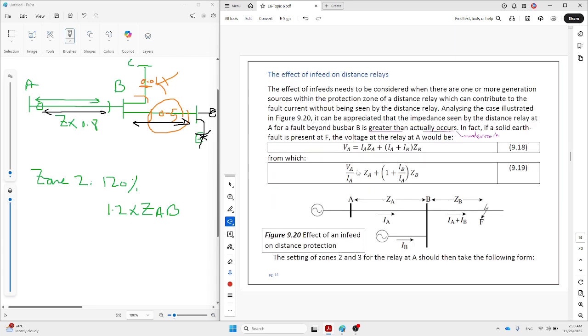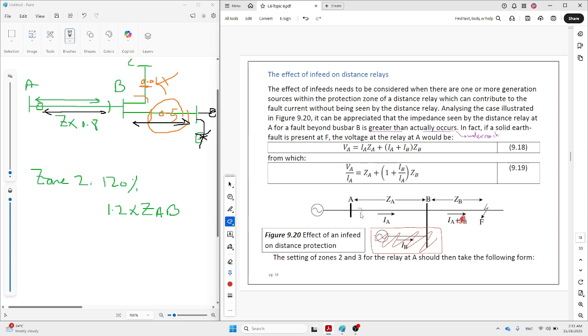The next important thing you use is to find out the in-feed current. Okay, what is the in-feed current in this relay? Assume this transmission line without considering this one. Okay, assume this one does not exist at the moment, so there is no IB here.